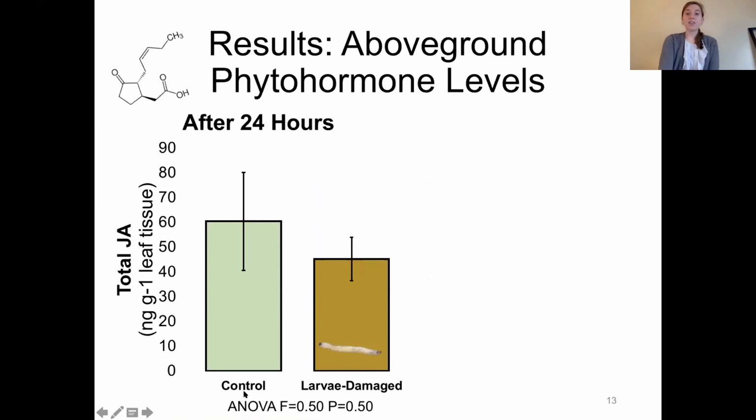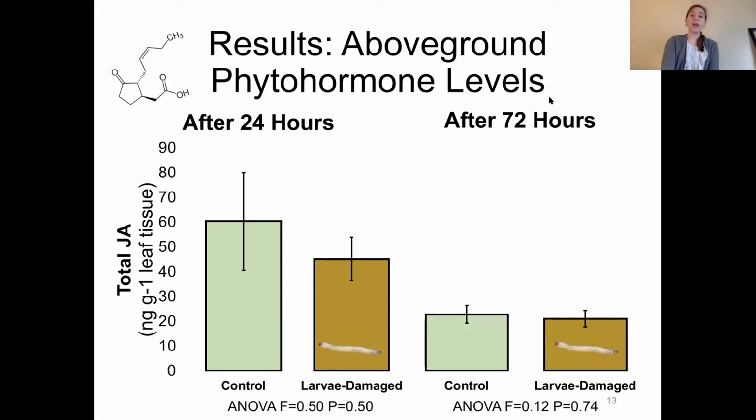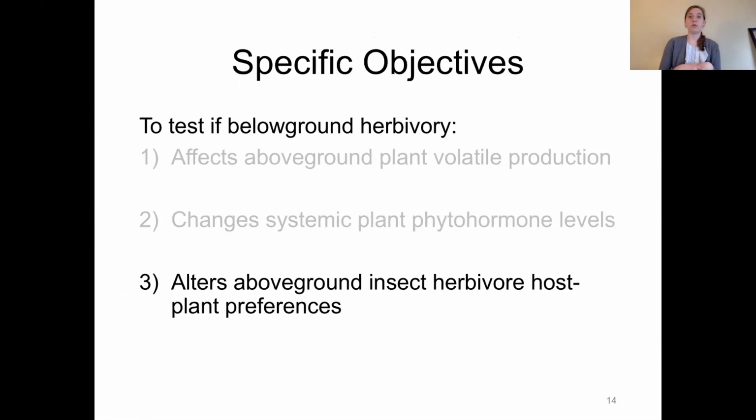On the x-axis, again, on the left, we have the control plants and on the right, the larvae damaged plants. Here after 24 hours, what you can see is that we detected no differences in the above ground jasmonic acid levels between control and larvae damaged plants. When we look at 72 hours, so this is after 72 hours of below ground herbivory or larvae damage, we see, again, no differences between control and larvae damaged plants. Despite this lack of difference in our phytohormone levels, we were still interested in whether this difference in the volatiles that we detected could mediate interactions and behavior of the above ground adult beetles.